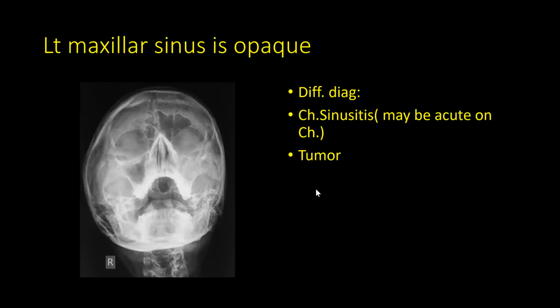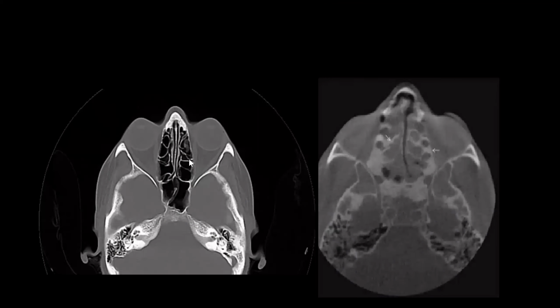Hold on, I'm showing you, somebody asked for ethmoidal cells. These are the ethmoidal air cells. The person who asked for ethmoidal air cells, these are the ethmoid air cells on both sides of the nasal septum. And this is the sphenoidal sinus. Okay.